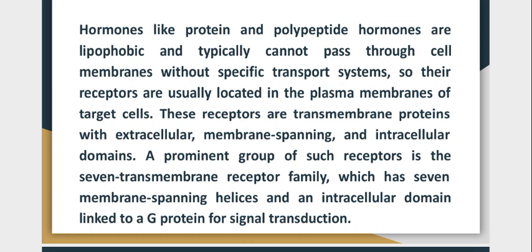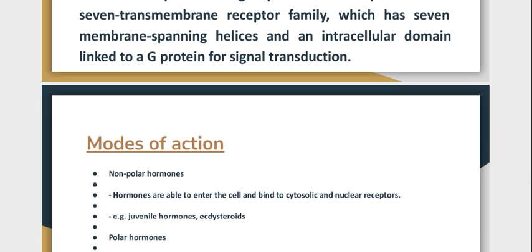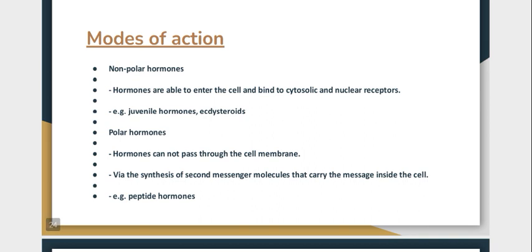These receptors are transmembrane proteins with extracellular, membrane-spanning, and intracellular domains. A prominent group of such receptors is the 7 transmembrane receptor family, which has 7 membrane-spanning helices and an intracellular domain linked to a G protein for signal transduction. So one of them is the G protein mediated one, which we will be learning. Then modes of action. Non-polar hormones are there. These hormones are able to enter the cell and bind to cytosolic and nuclear receptors. For example, juvenile hormone is like that. Ecdysteroids are also an example of this.